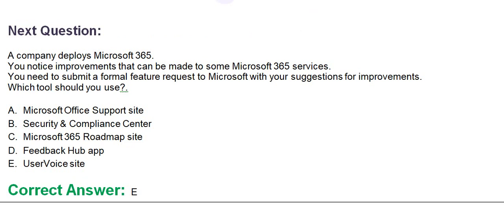Moving towards the next question, your company deploys Microsoft 365. You notice improvements that can be made in some Microsoft 365 services. You need to submit a formal feature request to Microsoft with your suggestions for improvements. Which tool should you use? Option A, Microsoft Office Support Site. Option B, Security and Compliance Center. Option C, Microsoft 365 Roadmap Site. Option D, Feedback Hub app. And option E, User Voice Site. The correct answer is option E.